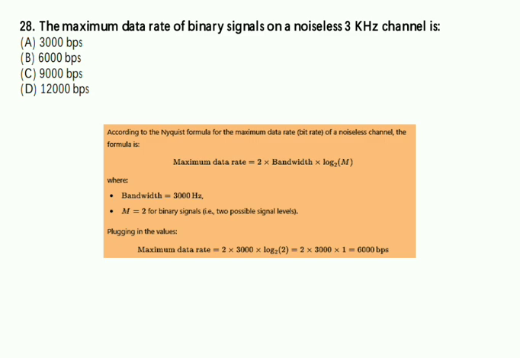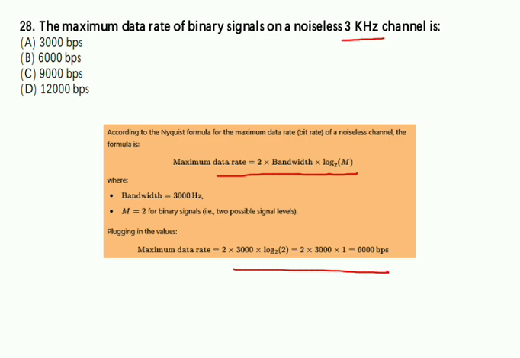According to the Nyquist formula for the maximum data rate of a noiseless channel, the formula is maximum data rate equals 2 into bandwidth into log n base 2, where n is equal to 2 for binary signals and bandwidth is 3 kHz, written in hertz as 3 into 10 power 3, that is 3000 hertz. If you insert the values into the given formula, we will get the value 6000 bits per second.